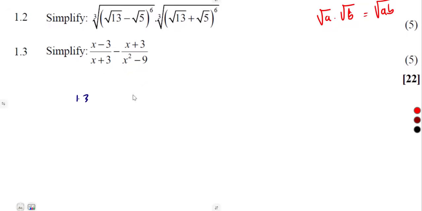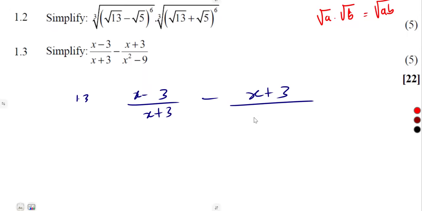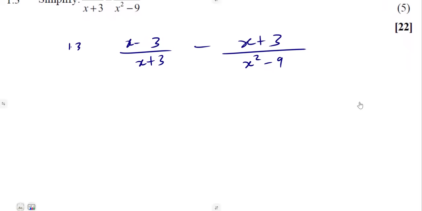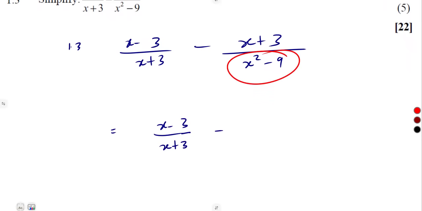Simplify: x minus 3 over x plus 3 minus x plus 3 over what? X squared minus 9. Let's see what we must do here. I was just going to consider this x squared minus 9, that's a difference of two squares. So I can easily factorize that.